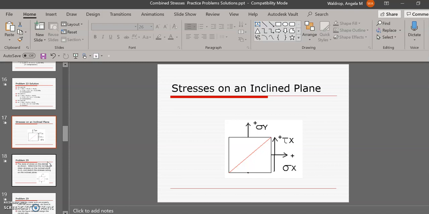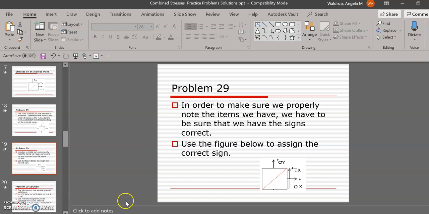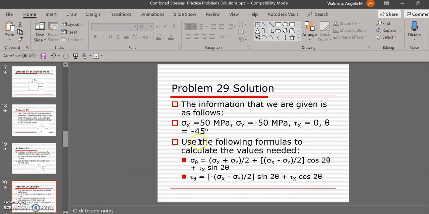So we're going to look at the calculation problem that we have, and this is the figure that we have. We have to figure out what the stresses are, and you can see that this 50 megapascals is negative, and this 50 megapascals here is going to be positive. So all we really need to do is use that figure to make sure that we have the correct sign. Then we write those values in. Our tau is 0, it wasn't present, and our angle is 45 degrees.